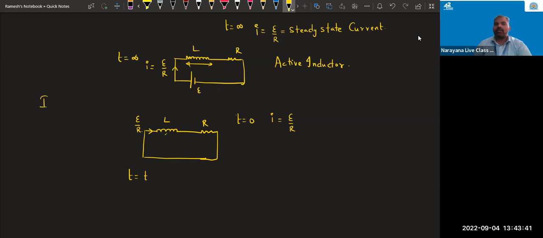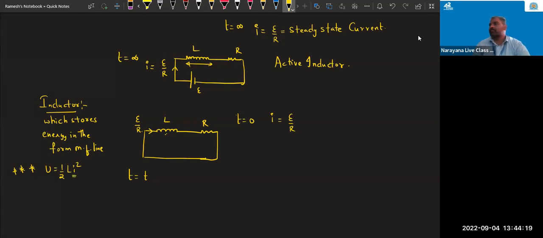What is the role of the inductor? Tell me. The role of an inductor: it is an instrument which stores energy in the form of magnetostatic lines, no? Magnetic field lines only, no? So it stores energy in the form of which lines? Magnetic field lines. What is the type of energy? Magnetostatic energy. How much energy is stored in the inductor? U is equal to, remember, half L I squared. Please remember; in the next stage I will explain how it came. L is the coefficient of self-inductance. I is the current flowing in the inductor. That is the total energy stored in the form of magnetostatic energy.